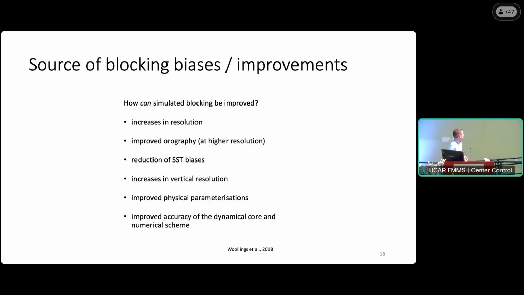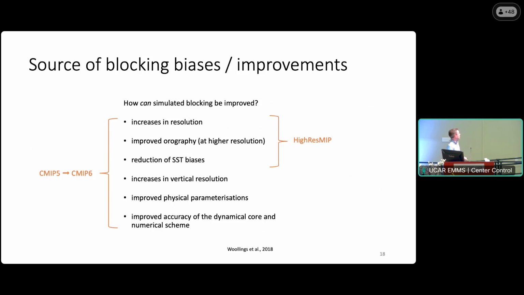So I borrowed this list from the review led by Tim Woollings, listing all the different factors that can play a role and that can improve blocking in models. So these can be increases in resolution, both in the atmosphere and ocean. And through resolution, orography, and in the ocean, we can get smaller SST biases. Vertical resolution can help, and both improved physics and model dynamics. What I've done until now, I've shown these very aggregate CMIP results that give you the integrated results from all these different factors, or you could say it confounds all these factors.